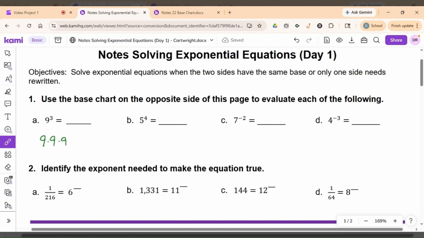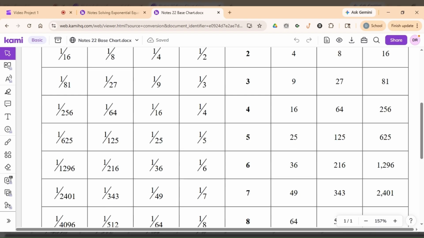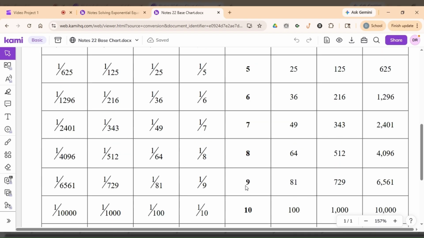So what we have available to you on the back of your notes page here is a base chart that walks you through some of these common expressions. It goes all the way up to an exponent of 4, for example. So if you wanted to know what 9 to the third is, you can go to this central column that says b to the first, and find the number 9. From 9, which is 9 to the first, one spot over would be 9 to the second, there's 81. One more spot would be 9 to the third, which says 729.